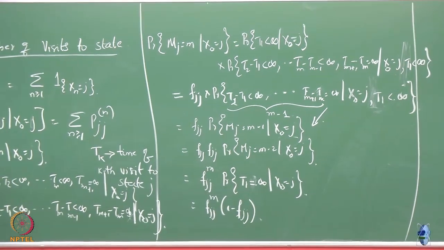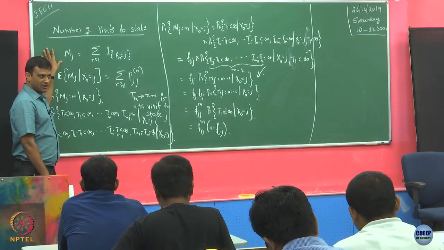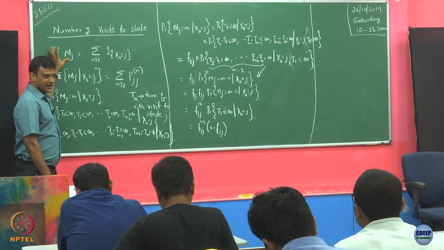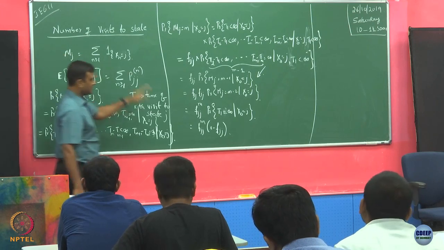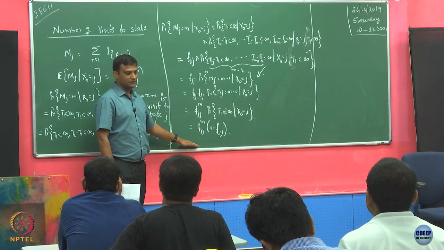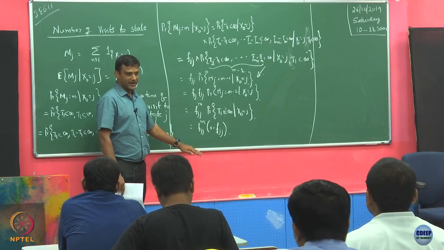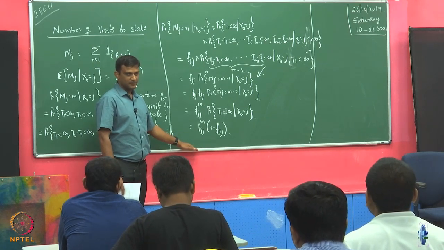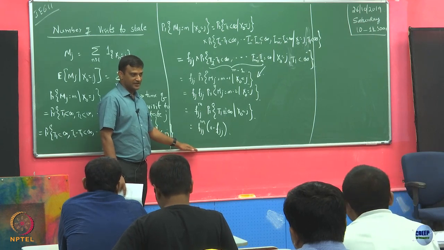Now if you are going to look at this Mj as a random variable which takes integer valued numbers and it has this kind of distribution, can you associate it with what kind of geometric distribution, with what parameter? With parameter fjj, right, that is the parameter here.